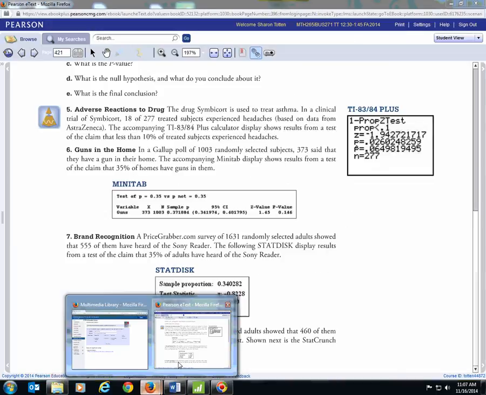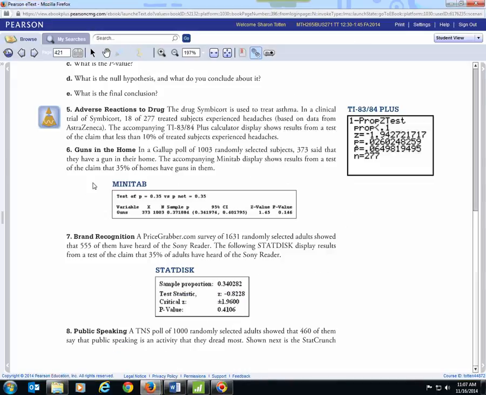Now let's go back and look at the problem once again. In this problem, we are given the number 1003, the number 373, and then 35%. Those are the three main things that we need to know to plug into Minitab.